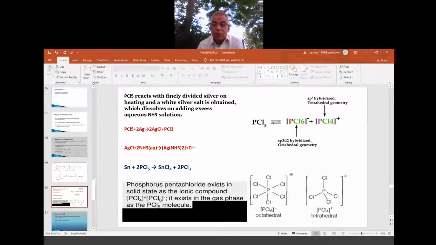So that means PCl5 in the solid state exists as a PCl4 and PCl6 combination. The plus part is PCl4, normally we write it in the beginning, and the negative part we write at the end, PCl6 minus. So it is together. Okay, as it goes to the liquid state or the gaseous state, the separation starts. But in the solid state, you will have two structures. They keep changing very frequently, so it is very difficult to isolate.